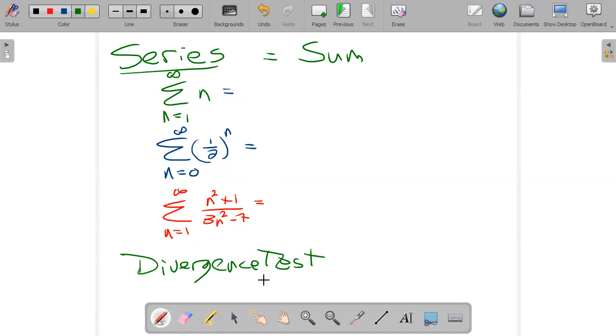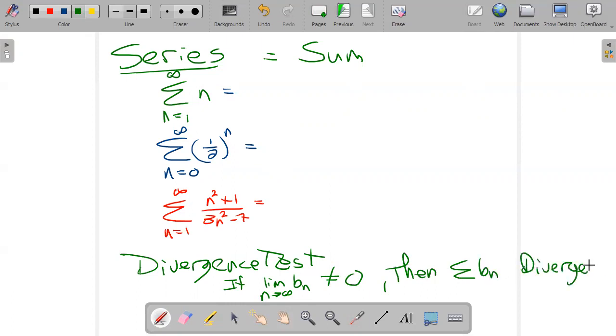The divergence test basically says if the limit of the terms, the sequence, those would be our b_n's, we usually call them, if that limit as n goes to infinity does not equal 0, then the sum must diverge. What if the sequence does go to 0? The divergence test tells us nothing, absolutely nothing. Then we have to seek out another test.